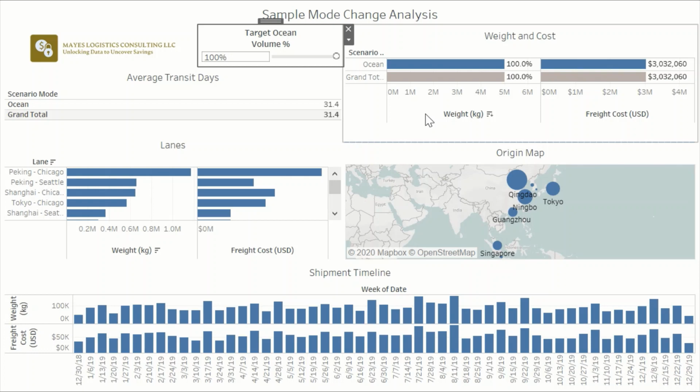So that's how you can use simulation models and Tableau dashboards to evaluate the cost and service impacts of a mode change. I'm going to include a more detailed explanation in a link connected to a blog in the description of this video.